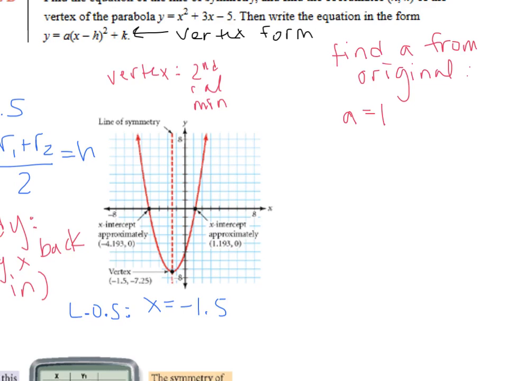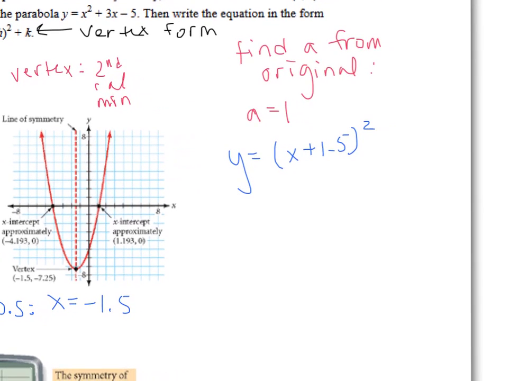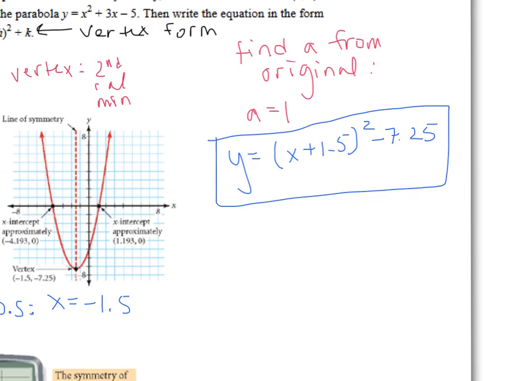So now our final equation is going to be y equals, and we can put the 1 out front or we can leave it off, (x minus a negative 1.5), which would be a plus 1.5, squared, plus our k value, which is a negative 7.25. So there's our equation, and down here was the line of symmetry equation.